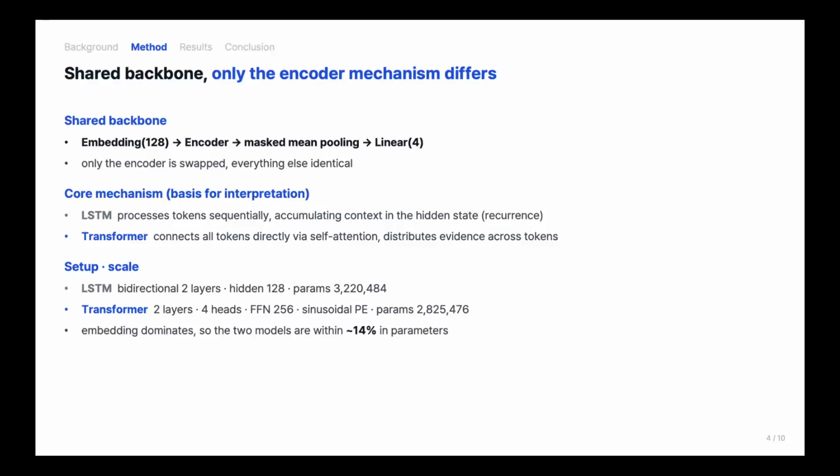The transformer aggregates evidence broadly, while the LSTM concentrates it. The parameter counts are within about 14%, 3.22 versus 2.83 million. So this is a comparison of mechanism, not size.